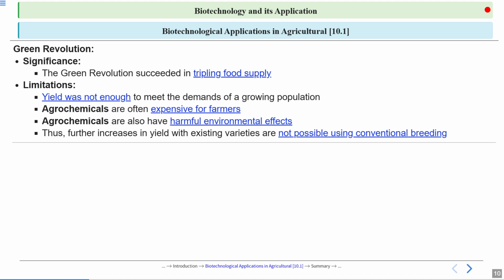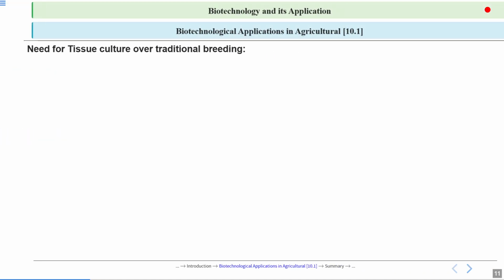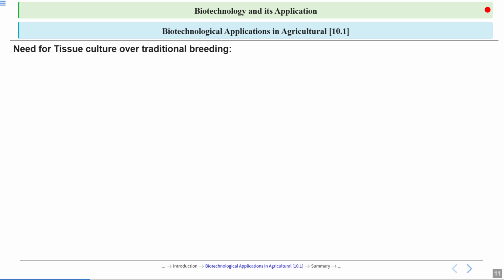And as I said, agrochemicals are still very expensive for farmers, and very harmful to the environment. That's why we understood that there is not going to be an increase in yield with the existing varieties, and it is not possible with conventional breeding, so now we have to switch to something else. So now there is a need for tissue culture over traditional breeding.